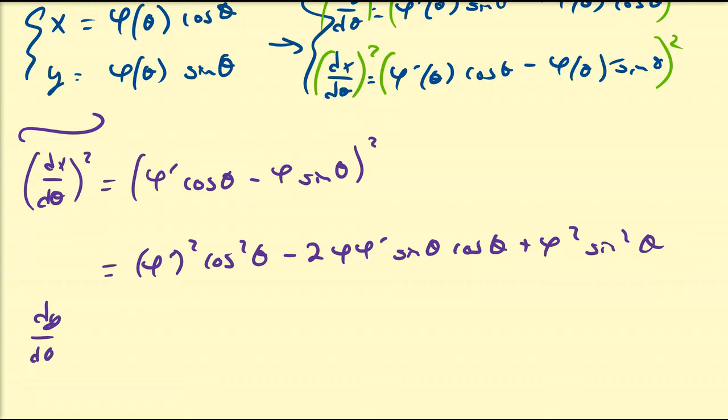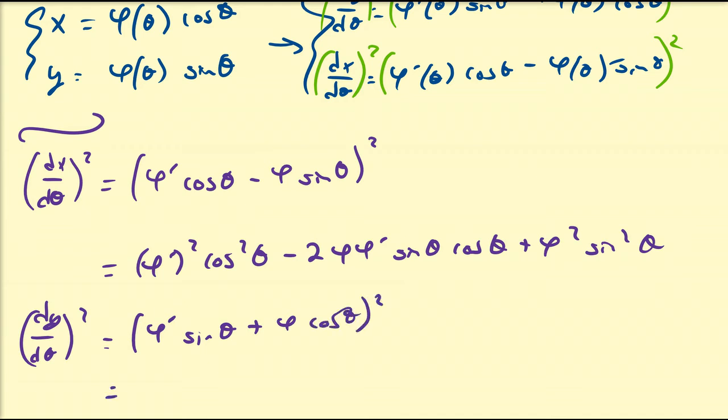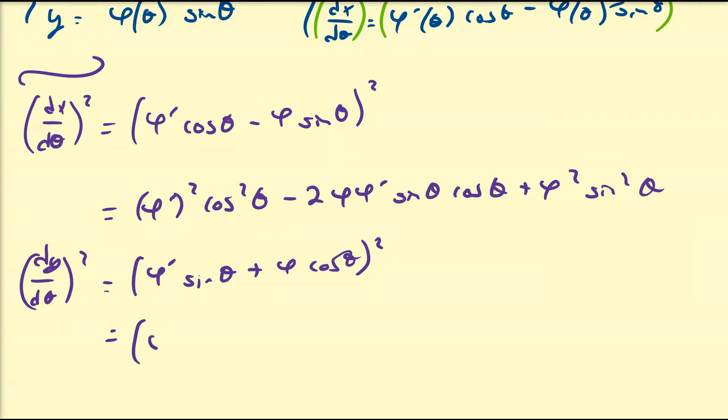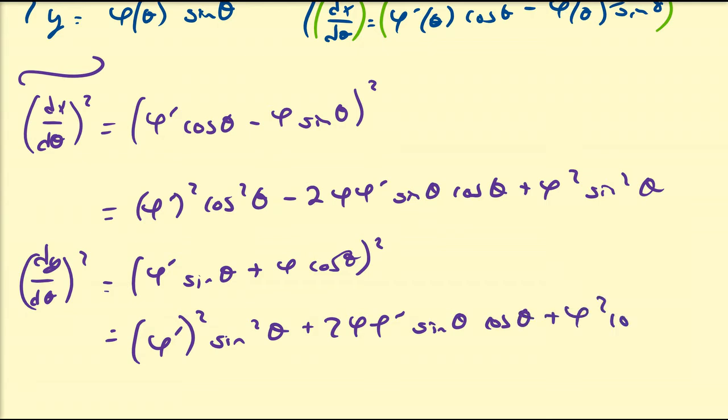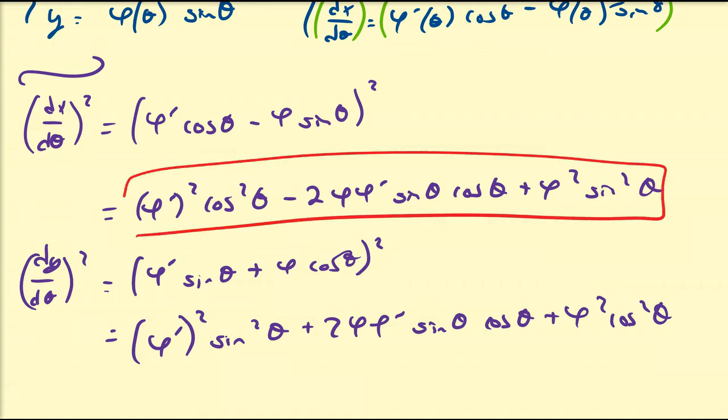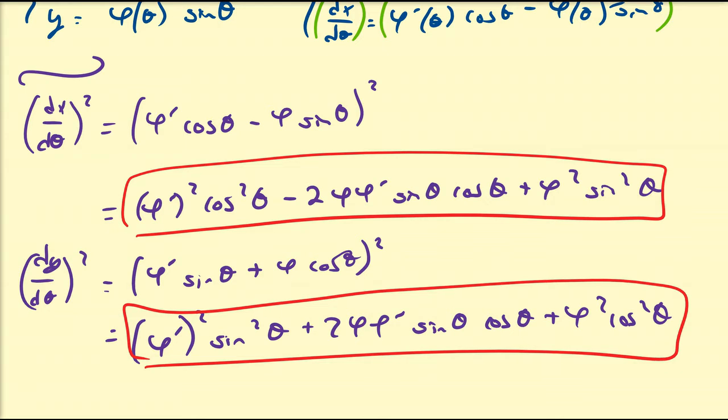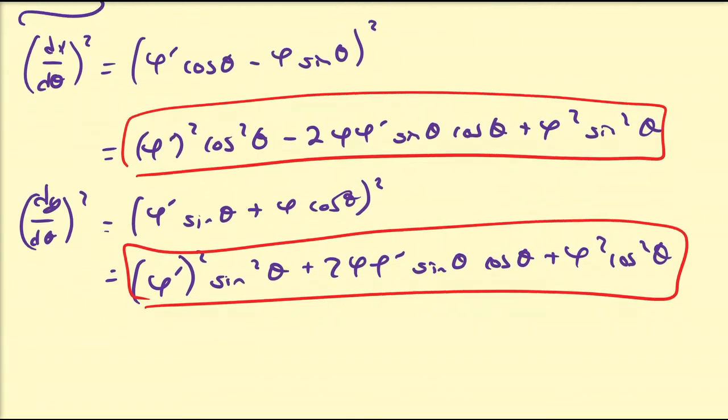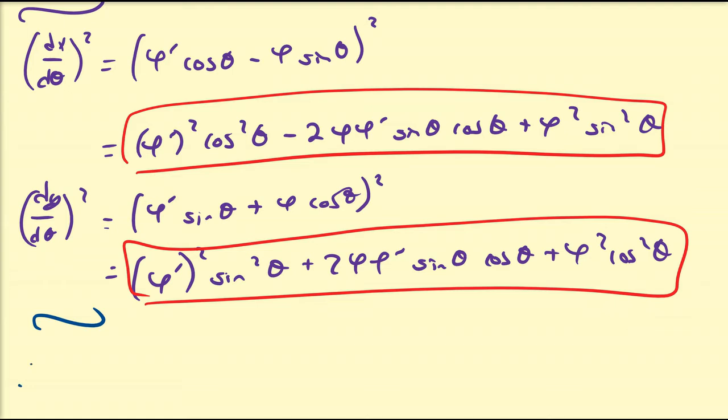Similarly, dy d theta squared is going to be equal to phi prime sine theta plus phi cosine theta, the quantity squared. So doing some quick distributions, we have phi prime, the quantity squared, sine squared theta, plus 2 phi prime phi sine theta cosine theta, plus phi squared cosine squared theta. So now what I'm going to do is take these expressions for dx d theta and dy d theta squared, and add them together, right? So what is that going to give us?